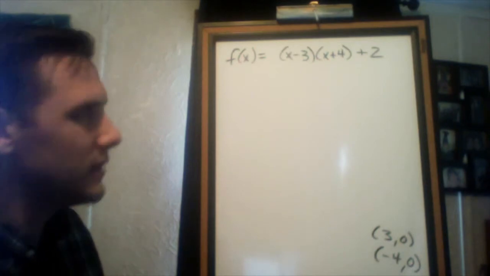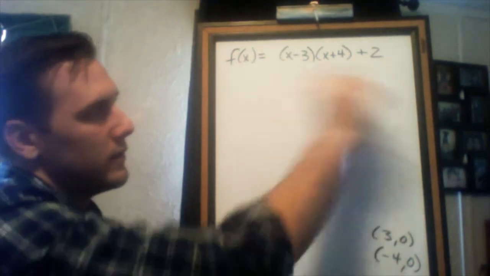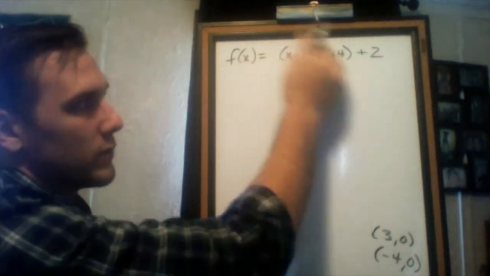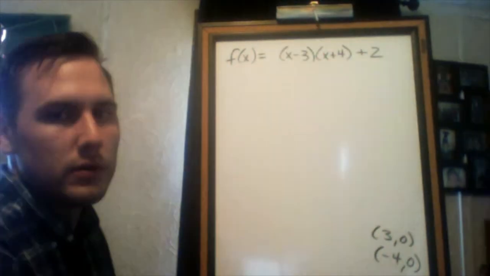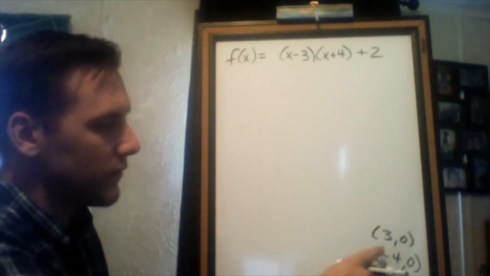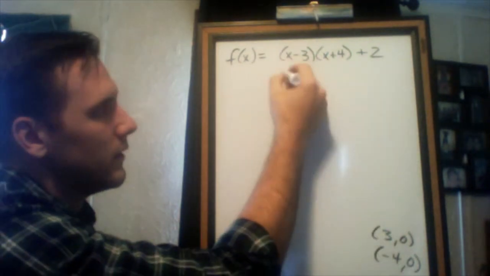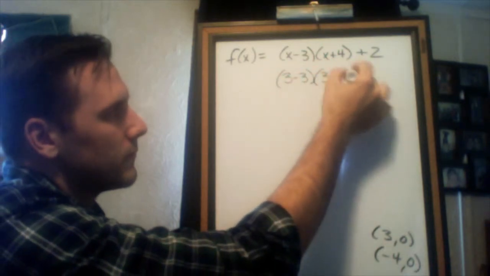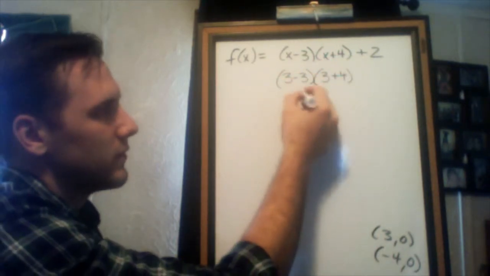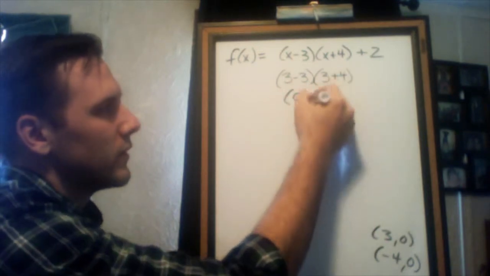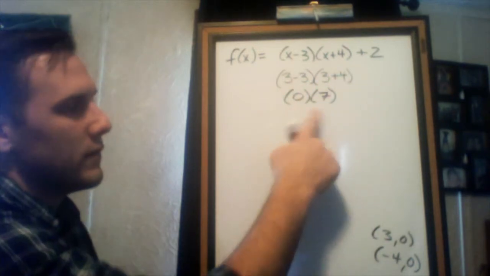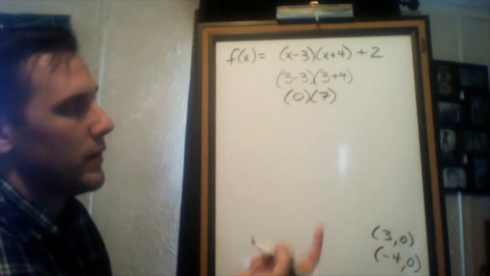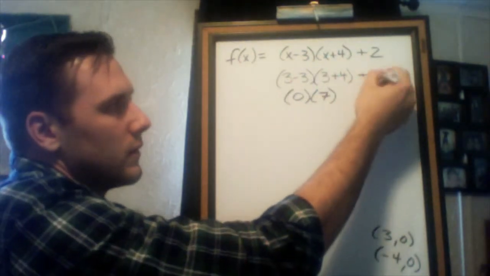So think about this. Anytime we are adding a number to the end of an expression, all we're doing is taking whatever y value this would give us, and adding 2 to those numbers. So for instance, if I plug in 3, this would be (3 minus 3) times (3 plus 4). Right? 3 minus 3 gives us 0. 3 plus 4 gives us 7. The reason that this was one of the x-intercepts and had an output of 0 is because 0 times 7 was 0. But now we're putting this plus 2 on it.